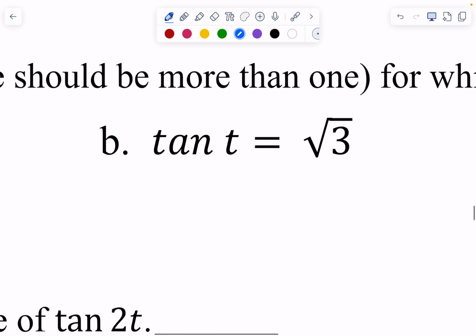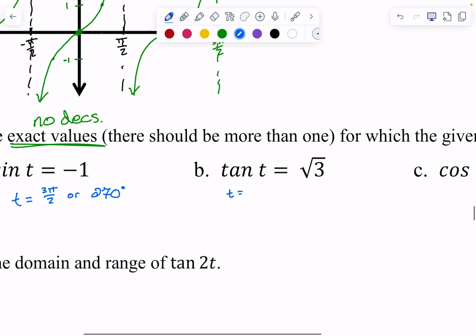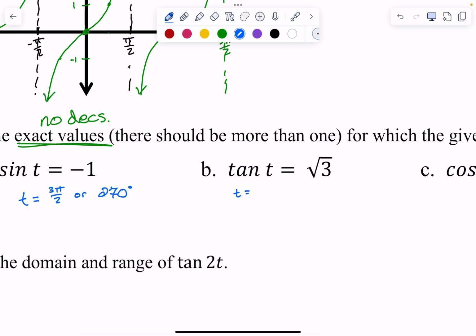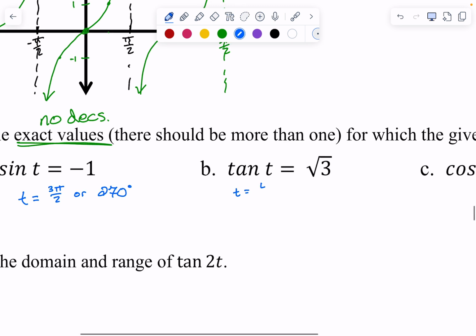B. Where is tangent equal to the square root of 3? 4 pi over 3 and pi over 3. Those are the two places. And 4 pi over 3 is, I lied, 240 degrees. And pi over 3 is 60 degrees.